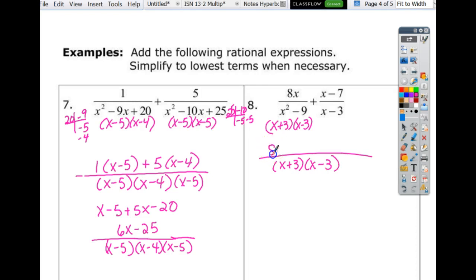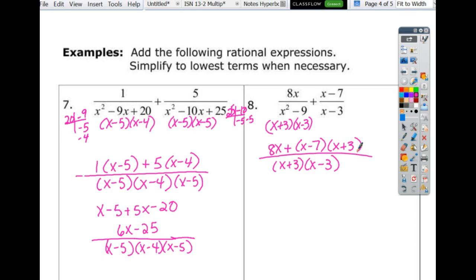I'm going to write down my 8x. I have the x plus 3 and the x minus 3. So was I missing anything? No. So am I going to multiply 8x by anything? No. You're not missing anything. Don't multiply it by anything. So next, we're going to have the x minus 7. What am I missing? x plus 3. That one made sense.